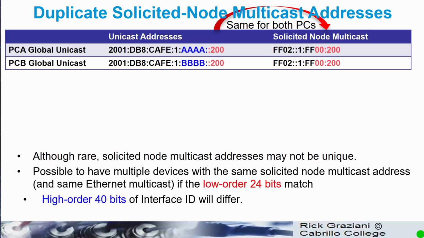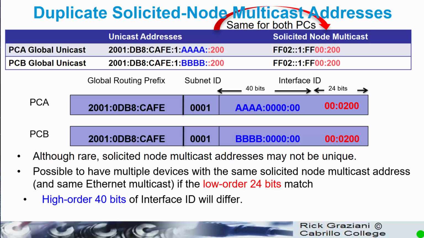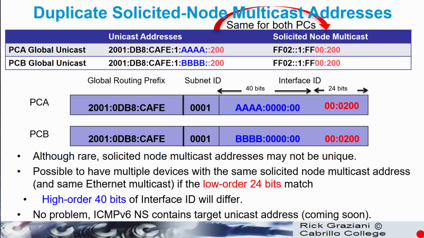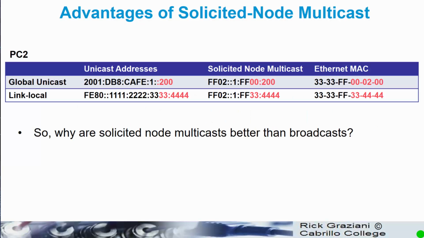Although rare, solicited node multicast addresses sometimes may not be unique. I've not really encountered this, but here's an example where this may occur. It's not a problem, because the ICMP version 6 neighbor solicitation contains target unicast addresses, which we're going to talk about coming up. So moving on to the solicited node multicast advantages.